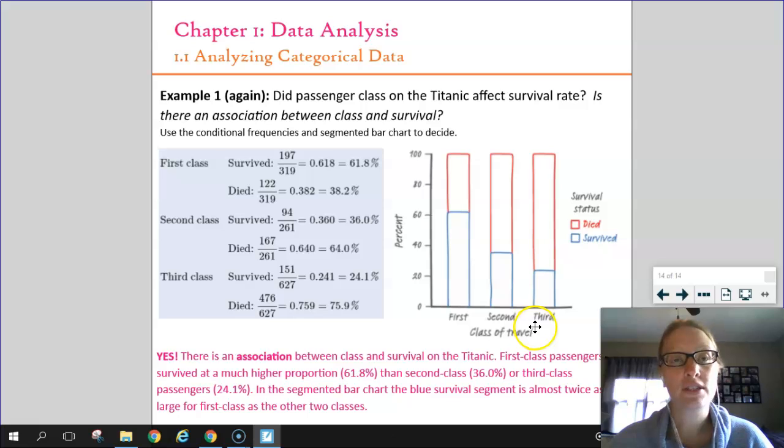This is the end of your second video on section 1.1, Analyzing Categorical Data. After watching this video, you should know how to calculate marginal and joint relative frequencies, conditional relative frequencies, and also determine if there is an association between two categorical variables.